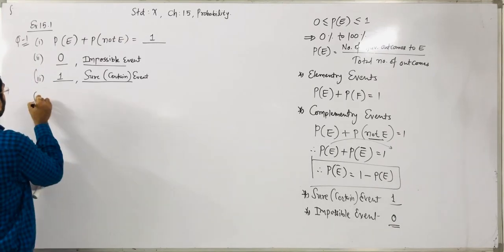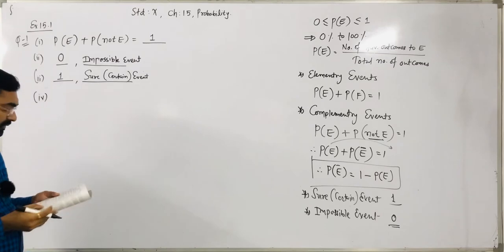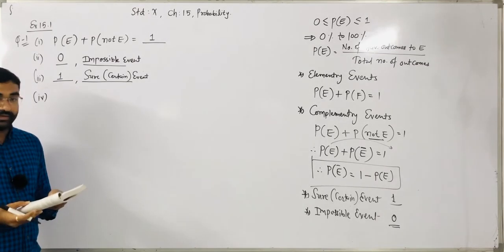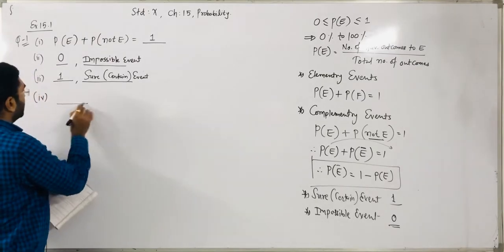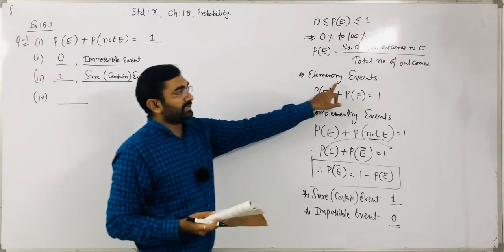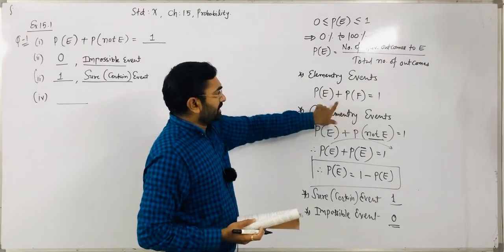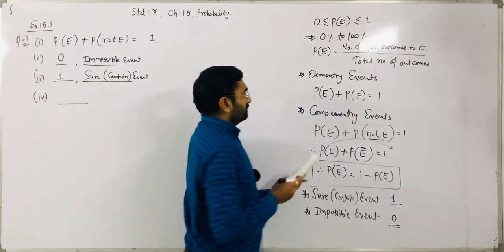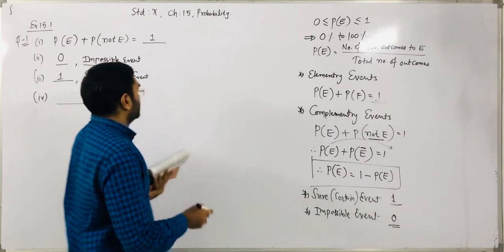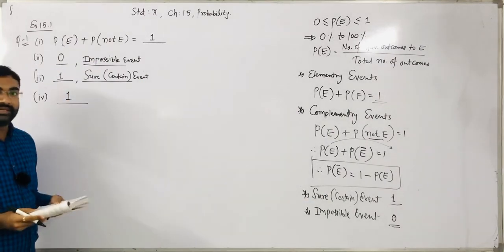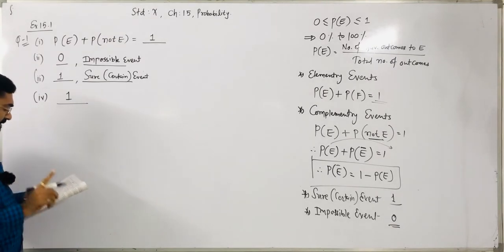Now question number 4: the sum of the probability of all elementary events of an experiment is blank. Here we discussed elementary events, and what is the summation of their probabilities? It is 1 only, right? So the sum of the probability of all the elementary events of an experiment is 1.